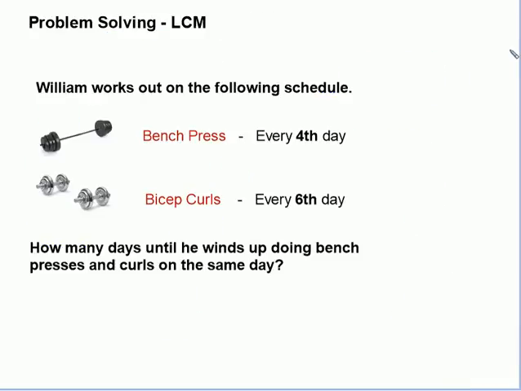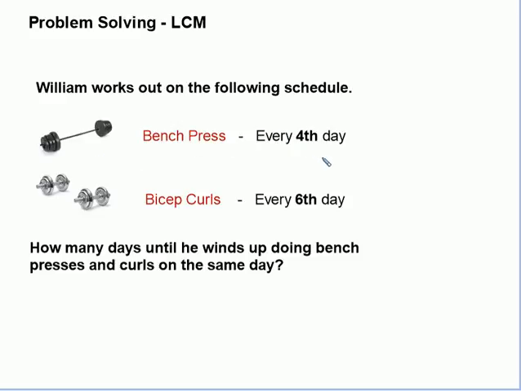Let's use what we've learned about LCM to solve a problem. Here we have William works out on the following schedule. Every 4th day he does the bench press, and every 6th day he does bicep curls. How many days until he winds up doing both the bench presses and the curls on the same day? What we're asking is, if he does it every 4th day and every 6th day, on which day will he do both of these? We can find this out using the least common multiple.